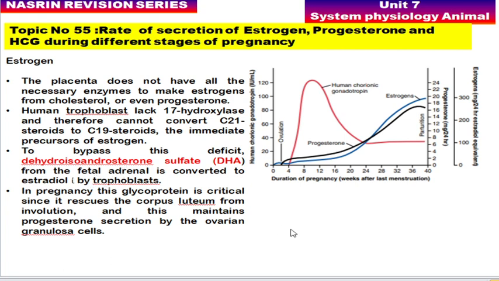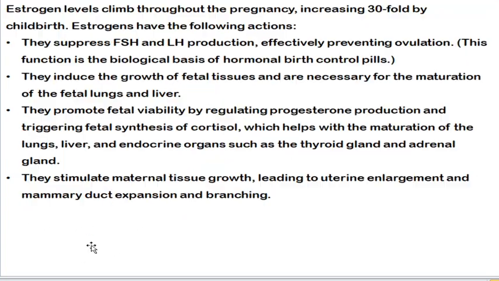In pregnancy, this DHEA-S is critical since it rescues the corpus luteum from involution, because the corpus luteum is necessary for making a little amount of progesterone, and it also maintains progesterone secretion by ovarian granulosa cells. Estrogen level will climb throughout the pregnancy, increasing 30-fold by the time of childbirth or labor. Estrogen has the following actions: it suppresses FSH and LH production, effectively preventing ovulation. This is the biological basis of the hormonal birth control pill.